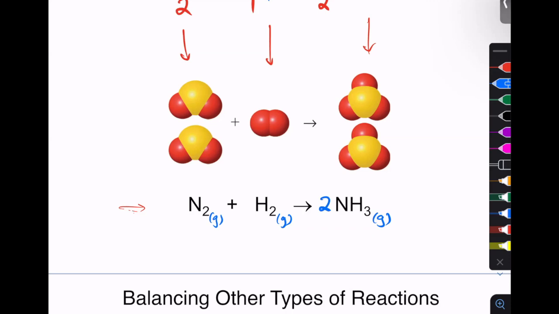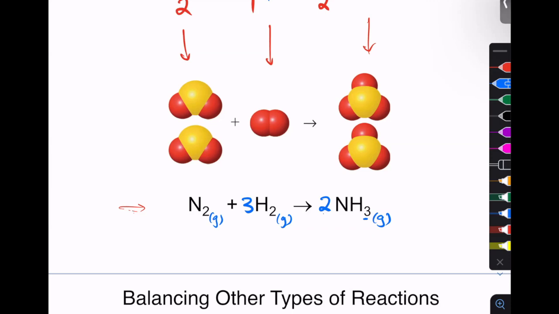In the process of putting that coefficient in front of NH3, now I'll take a look at the hydrogen. That gives me 6 hydrogens on the right-hand side, because each molecule of NH3 has 3 atoms of hydrogen. But now I have 2 molecules of NH3, so that gives me 6 atoms of hydrogen. So I need 6 atoms of hydrogen on the left. How do we do that? We put a 3, and boom, we're done. We're balanced.